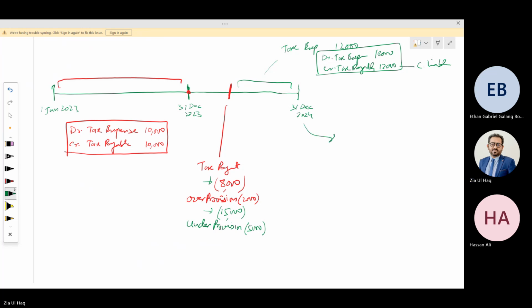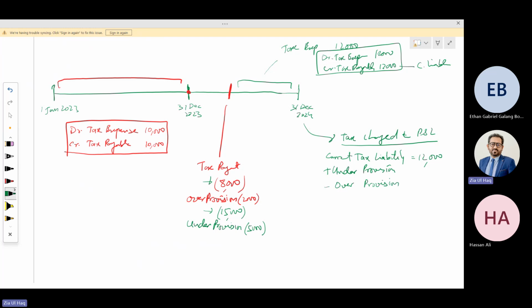For the tax charged to P&L, we need to calculate starting from the current tax liability. How much is that? 12,000. If the previous provision was under, we will add to it. If the previous provision was over, we will deduct from this. So the previous provision was under by 5,000, so we will add 5,000 to that. And the amount we have now calculated, 17,000, we will charge to profit and loss account as tax expense.